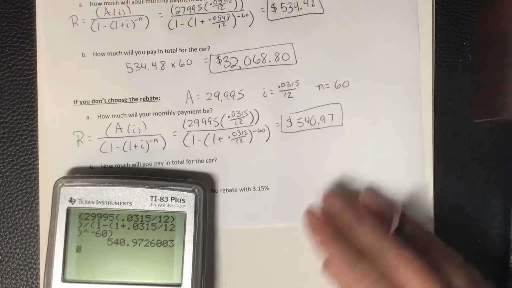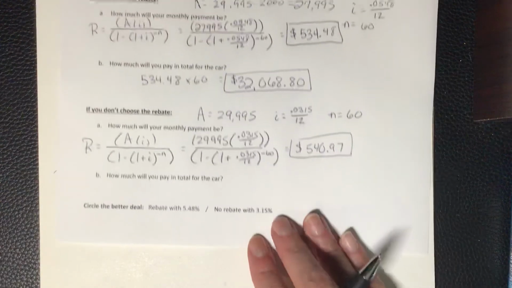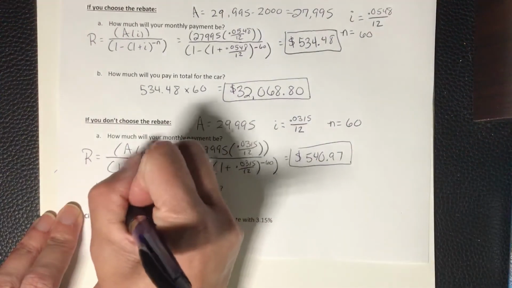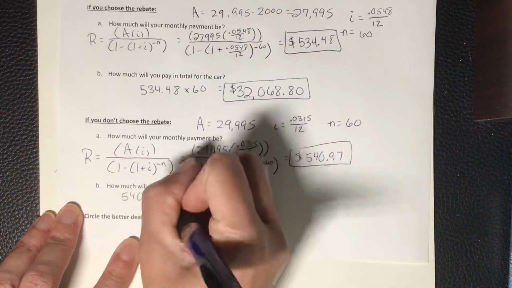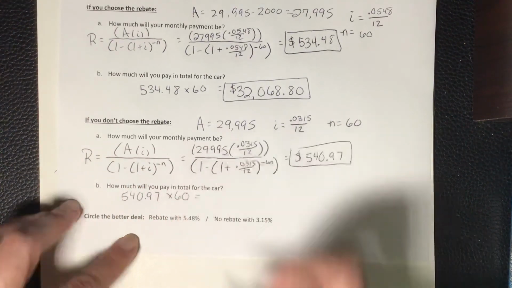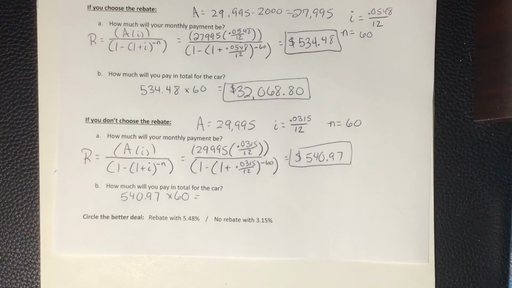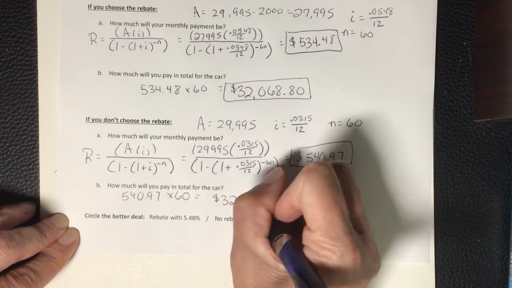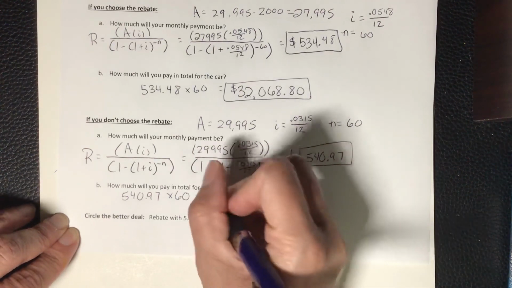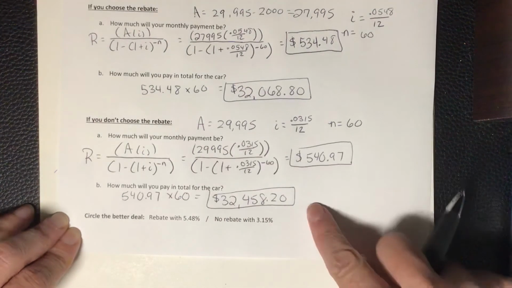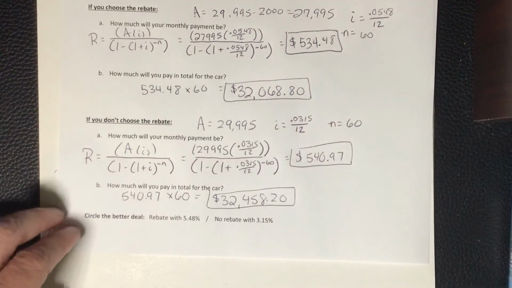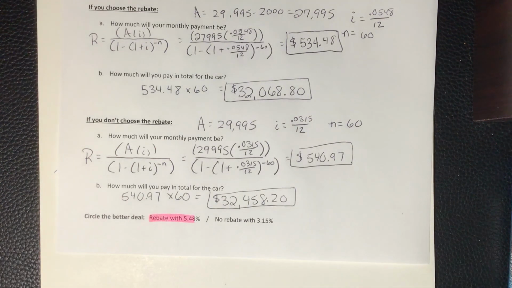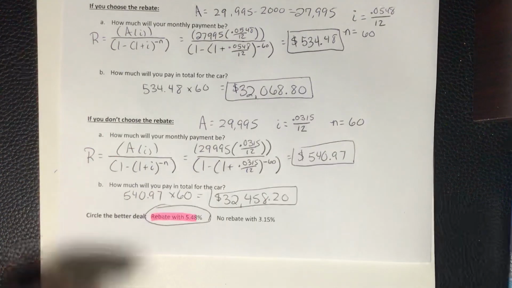All right, so this is going to be $540.97. So it looks like the rebate in this case was the better deal. It's a little bit cheaper per month. Total for the car, remember you're going to make this payment 60 times. So you're going to multiply that by 60. And that's going to come out $32,458.20. So if you compare that to the first one, there's not a huge difference, but this one is a little bit better deal. So I want to circle the better deal. In this case, it is the rebate. That was the slightly better deal.